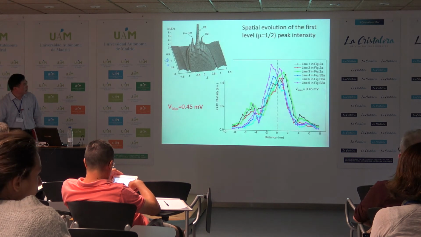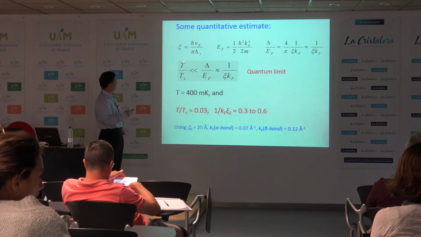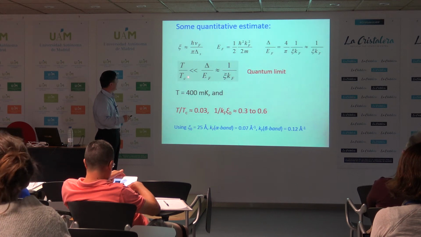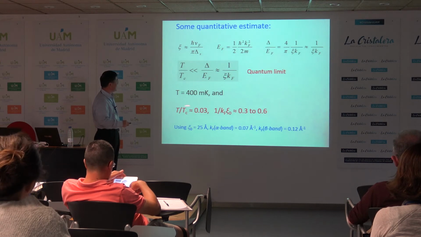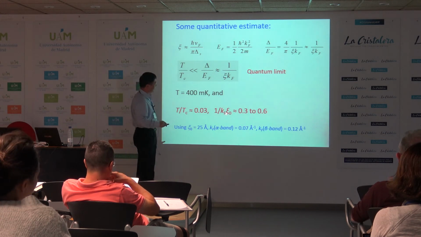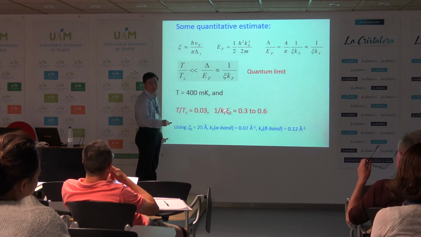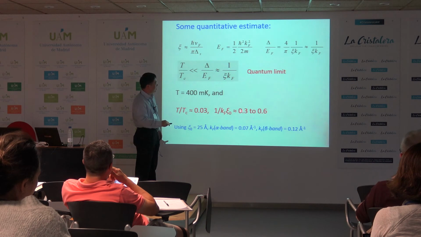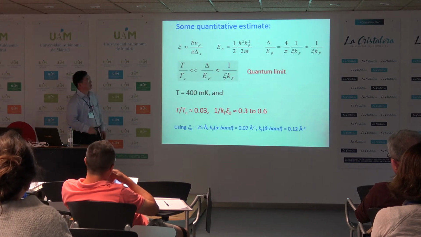Okay, good. So let me continue. Our measurement is indeed in the quantum limit, and this is the estimation. Our temperature is 400 millikelvin, and Tc is about 9 to 10 Kelvin, which corresponds to 0.03. We calculate this value from the Fermi pocket, taking kF and ξ0 for the whole pocket here. Then we get that it ranges from 0.3 to 0.6. So this value is much, much smaller than this one. It is in the quantum limit.